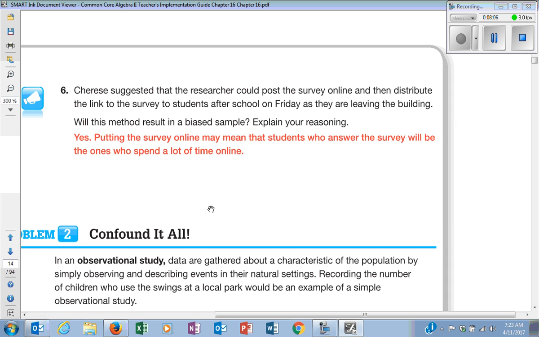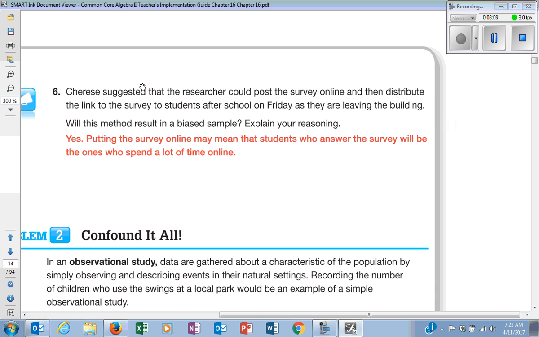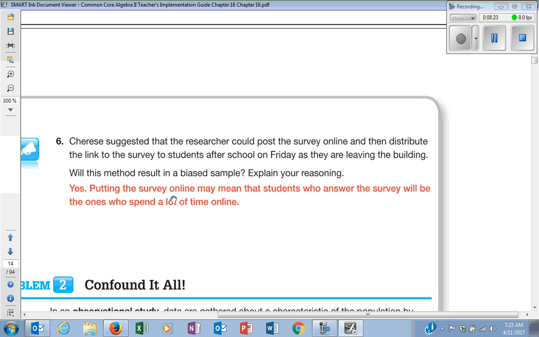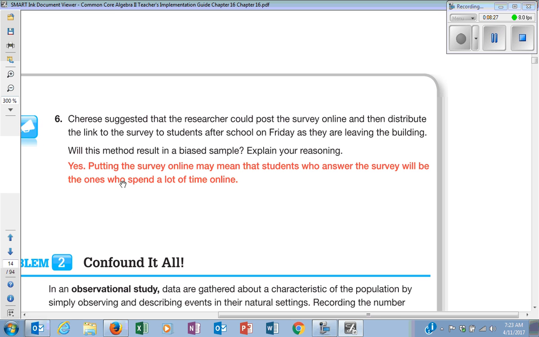Alright, so this person suggests that the researcher could post a survey online and distribute the link to the survey to students after school on Friday as they're leaving the building. Will this result in a biased sample? Yes. Putting the survey online means the students who answer the survey will be the ones who spent more time online, probably. Right? Because if you're just handing this out, you can't force people to take your survey, correct? So if you have someone who doesn't spend a lot of time online, are they going to be comfortable filling out something that's online?